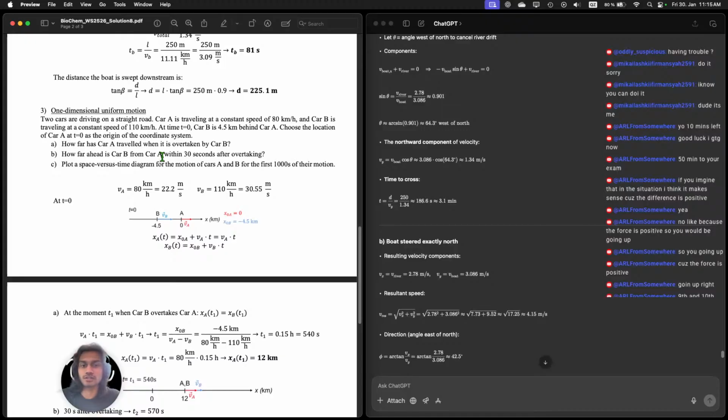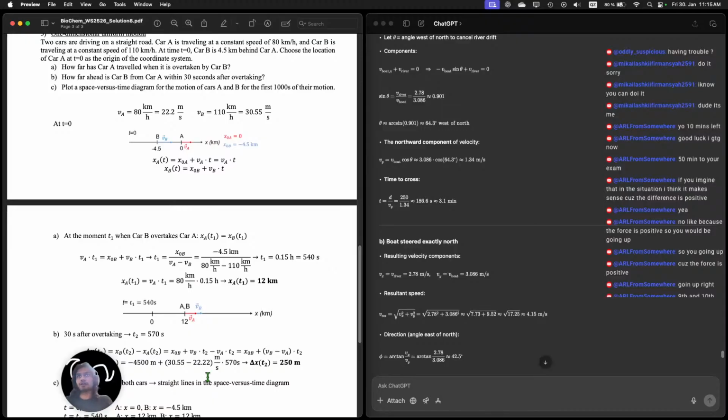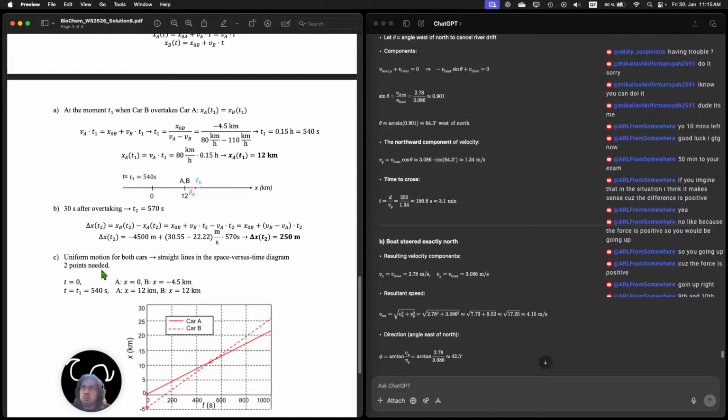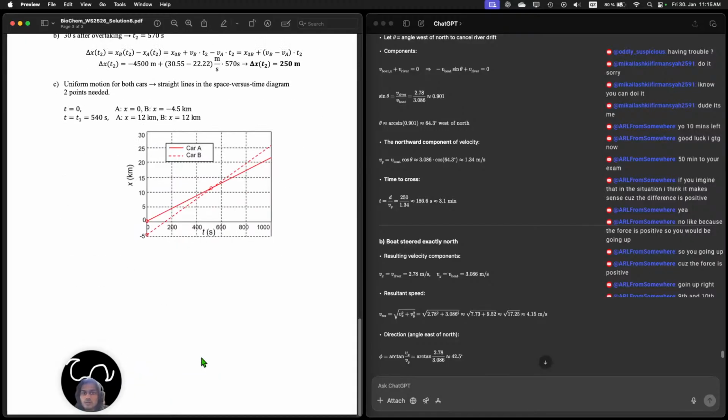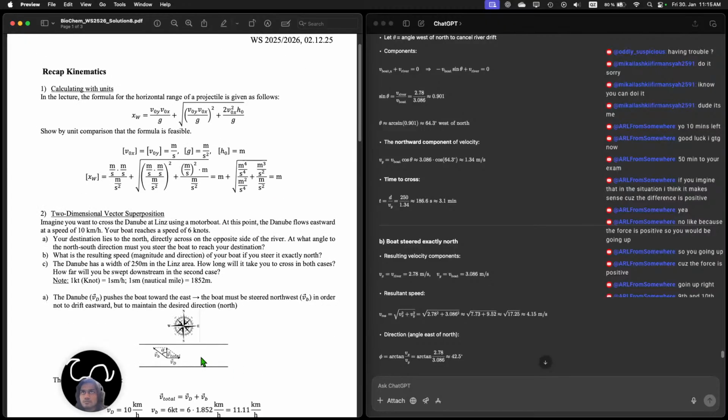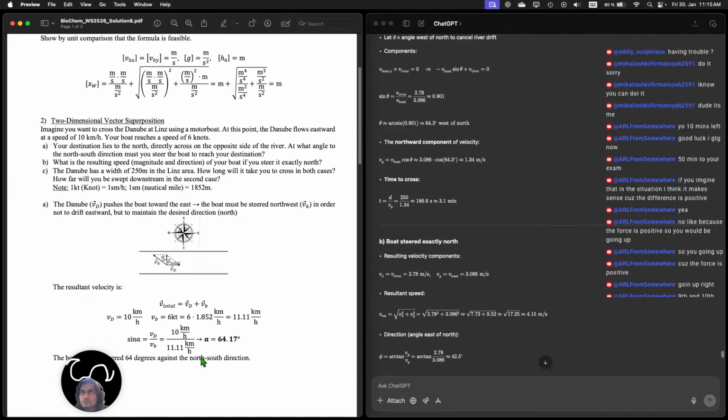I mean, car A is also traveling forward. Okay, I did not account for that. Oh, that's where they meet, huh? 12, okay. I think I should try doing this. I have time, I have 15 minutes. 15 minutes is enough.